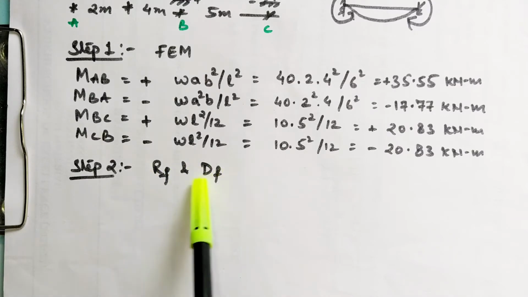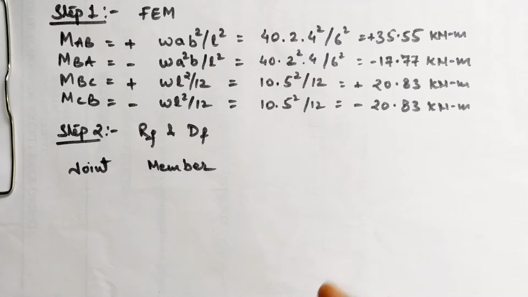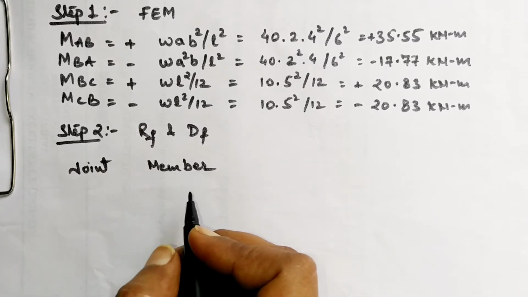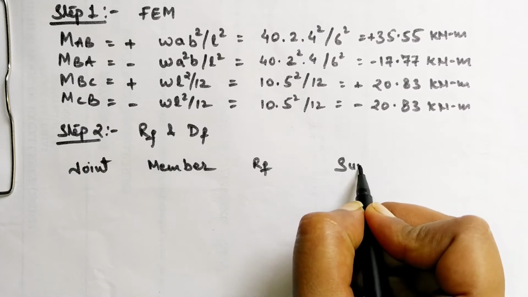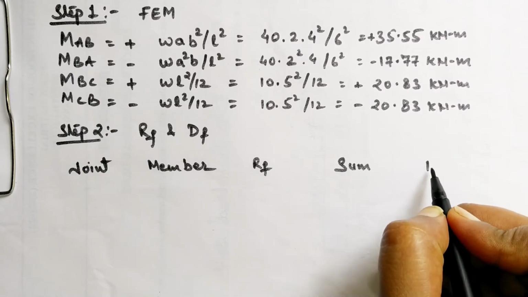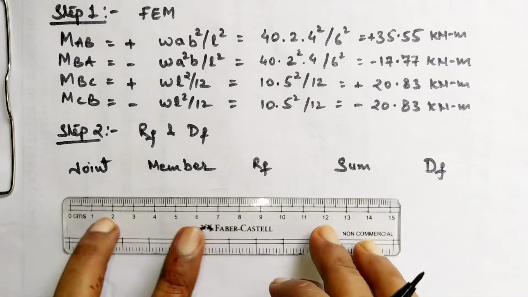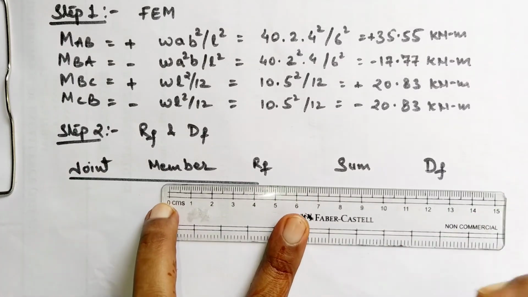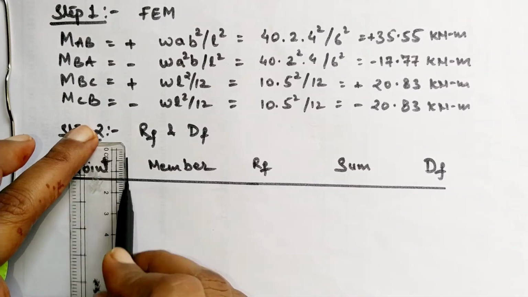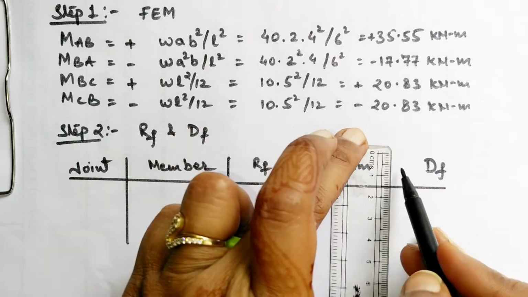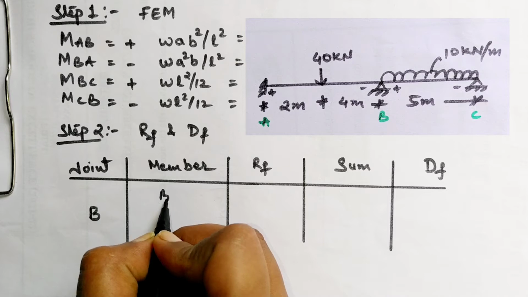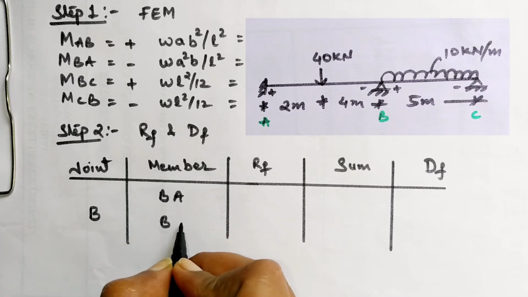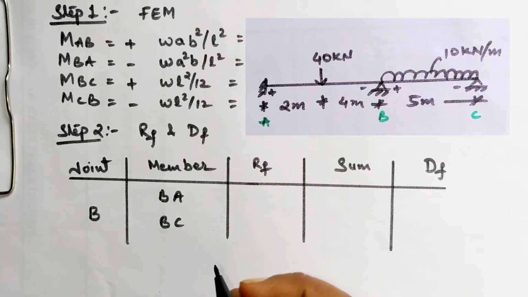To calculate this, we have to make one table. That table will have joint, member, then your RF, sum and your DF. So we'll be making this table. In this way we'll be making the table. I am just putting a line here, it has become a bit crooked, please do not mind that. So the joint we are having, you can see on the photo, is B. The connecting members are BA, BC, then RF.